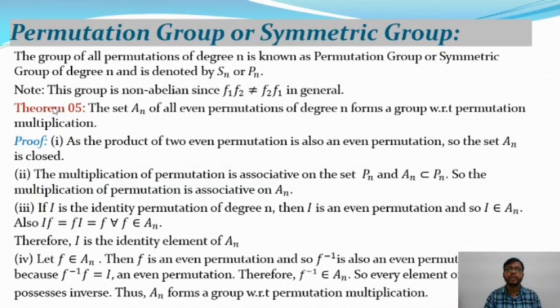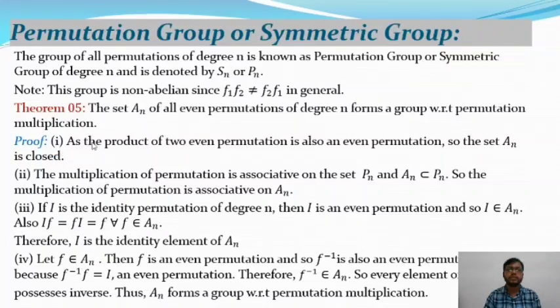So after that we will take a theorem on the permutation group or symmetric group. The set An of all even permutations of degree n forms a group with respect to permutation multiplication. So this is the theorem. So here is the proof of the above theorem. As the product of two even permutations is also an even permutation, you know that this is a property of even permutations, so the set An is closed.